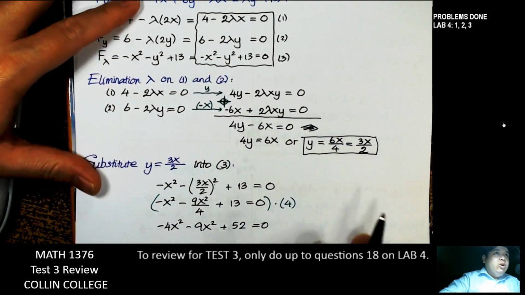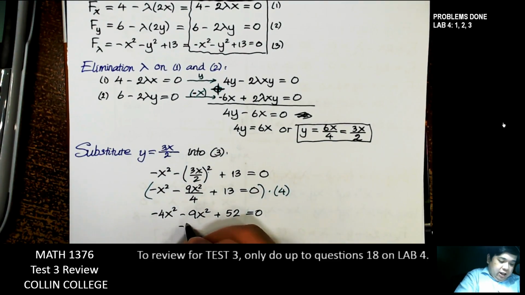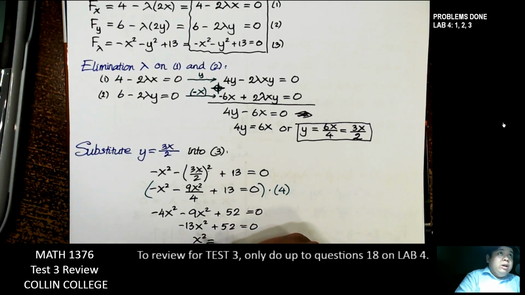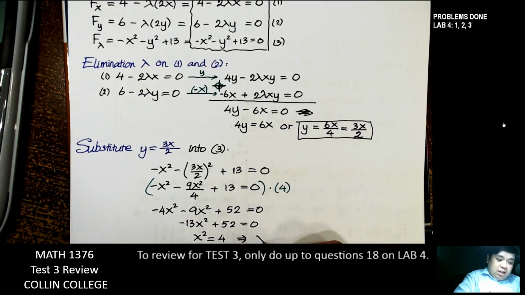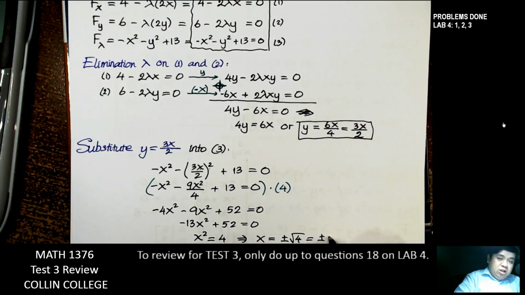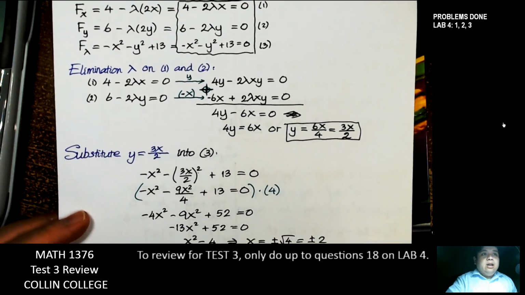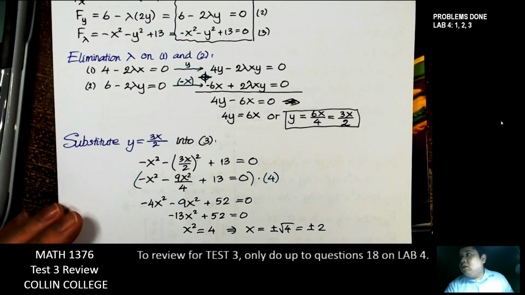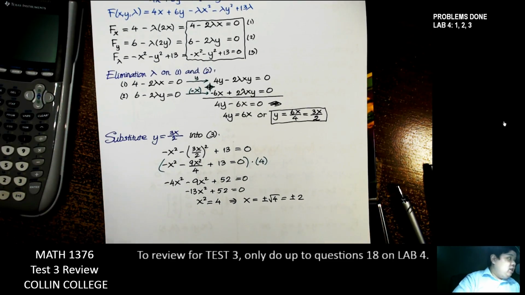I need to zoom out to see the whole problem here. Right. From here it will be easy. Negative 13x squared plus 52 equal to 0. If we solve for x squared, it is going to be equal to 4. And because of that, x equal to plus or minus square root of 4, which is plus or minus 2. Hope you still can see it.